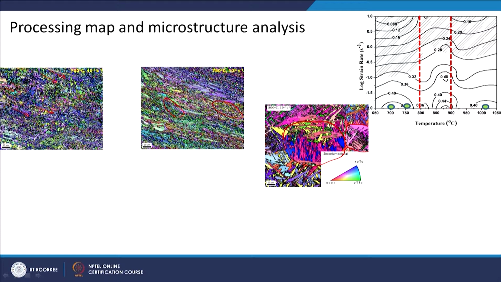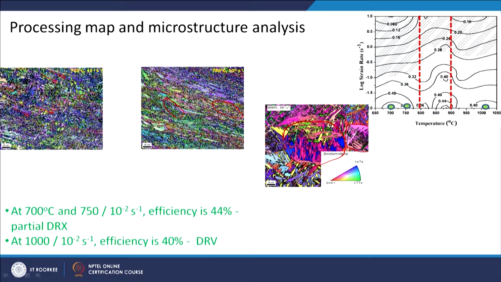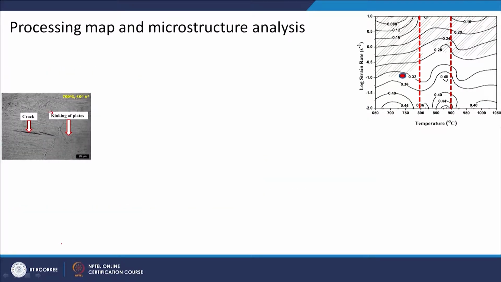This is a very big grain, maybe around 100 micron or 150 micron, whereas these are very fine microstructures. This is also a recrystallized microstructure, but it has also seen considerable grain growth in the beta phase field. At 700, 750, 10 to the power minus 2, efficiency is 44%, and we are able to confirm from the microstructure that either partial DRX or dynamic recovery is there. Now we are looking at the unstable regions.